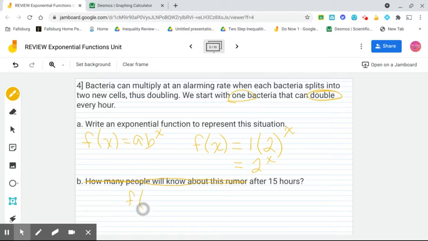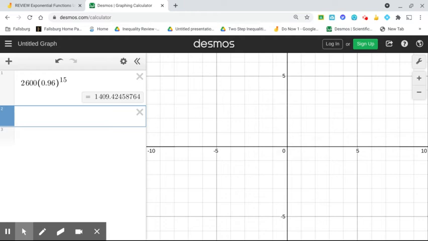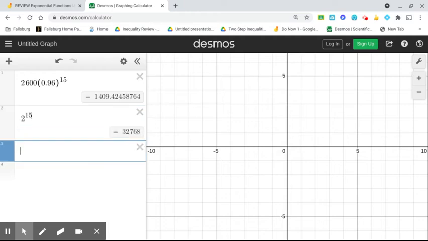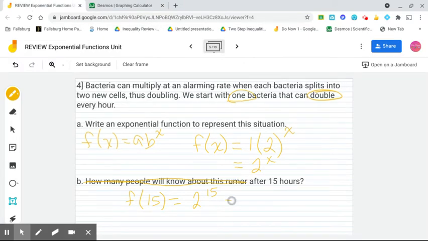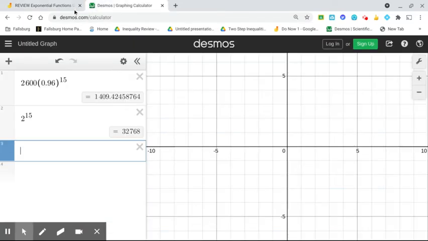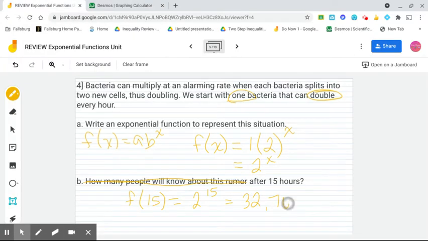So we're going to take our equation that we set up and we're going to plug in 15. So 2 to the power of 15. And we get 32,768. Okay, so that's how many bacteria there will be after 15 hours.